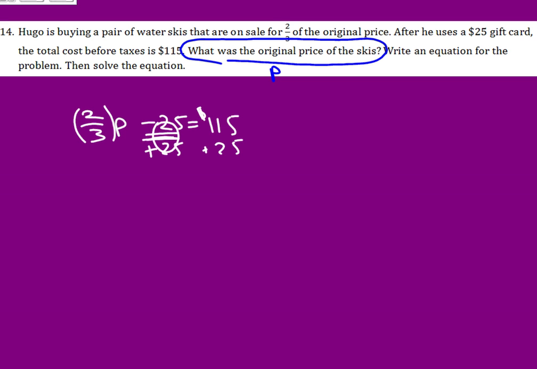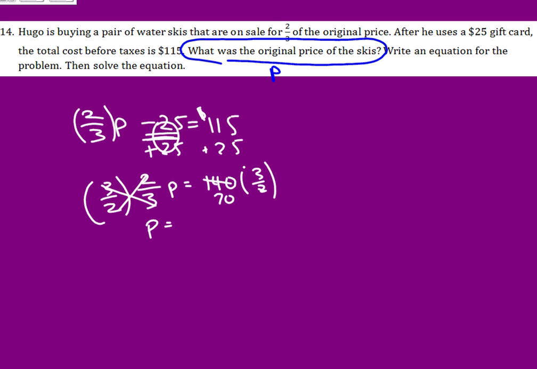So that becomes 0. This becomes 140. So multiply by 3/2. Remember, you're getting rid of that fraction. That cancels out, and you're left with just a variable. So it's 140 times 3/2. The short and easy way to do it: 140 divided by 2 is 70, times 3 is 210. So the original cost is going to be $210.